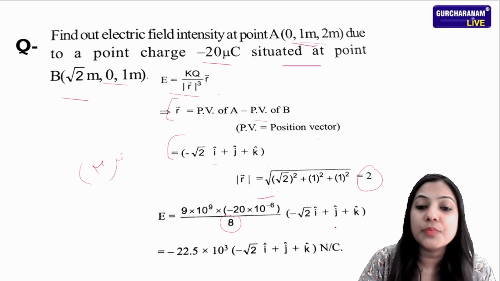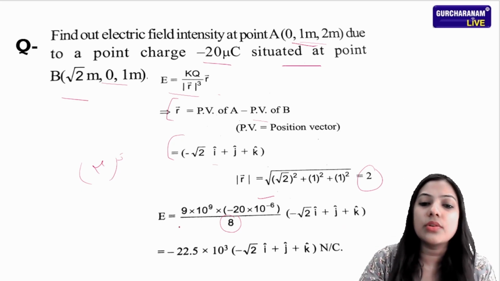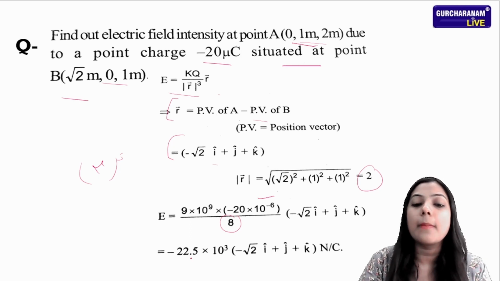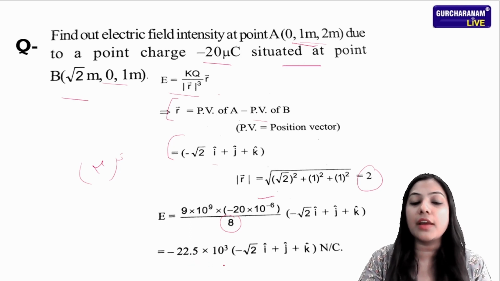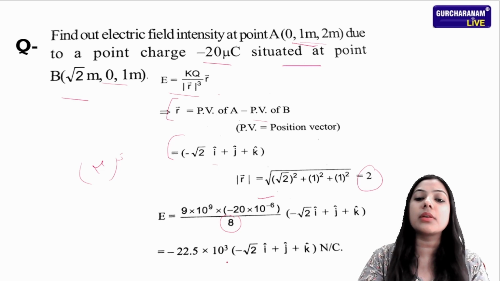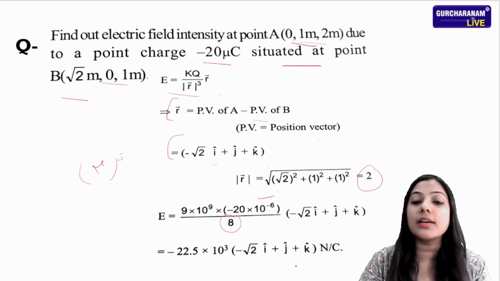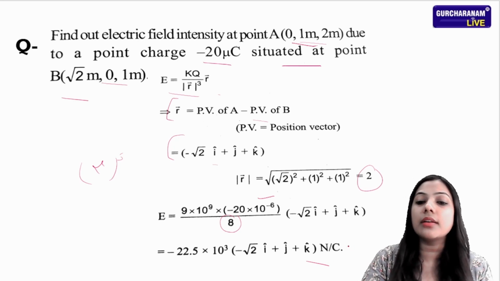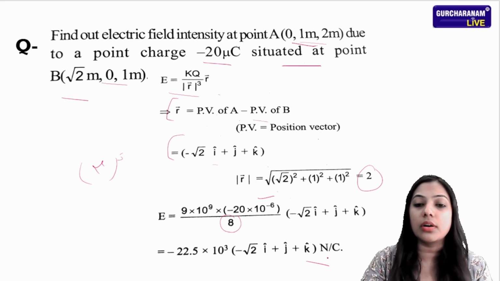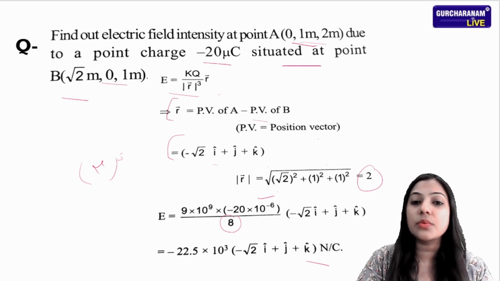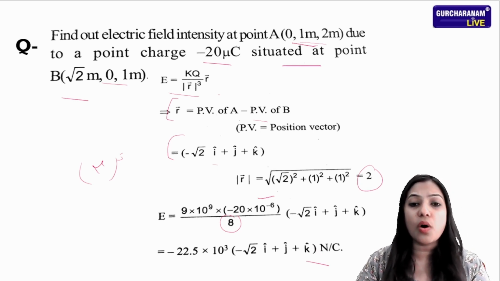Okay, I hope students you understand. So now if we solve this equation, we will get minus 22.5 multiplied by 10 to the power 3 multiplied by minus root 2 i cap plus j cap plus k cap Newton per coulomb. Okay, I hope guys you understand how to apply this formula.